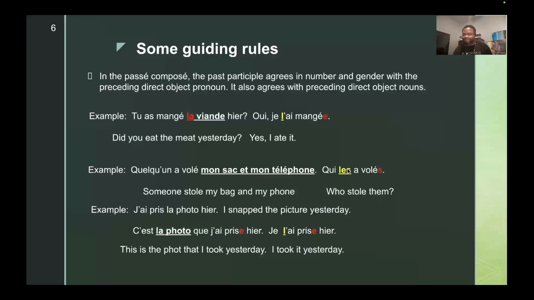Ça va? Okay. Now let's look at this one. J'ai pris la photo hier. I snapped the picture yesterday. J'ai pris la photo hier.